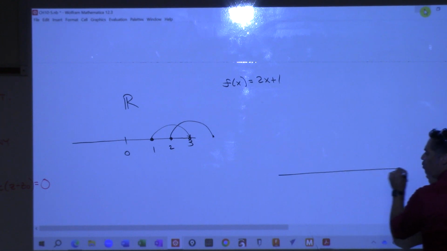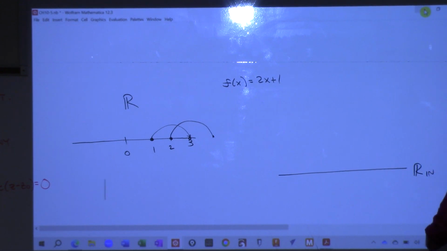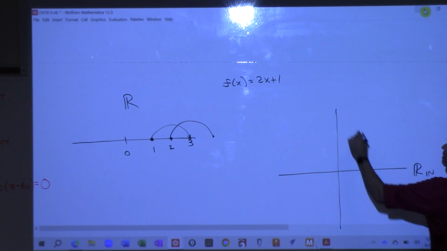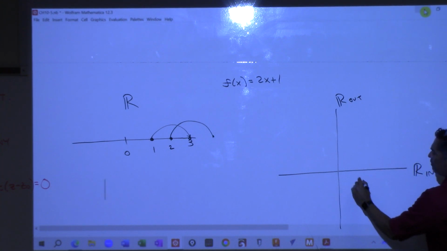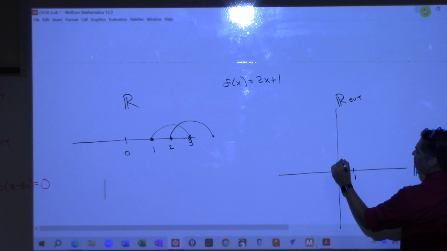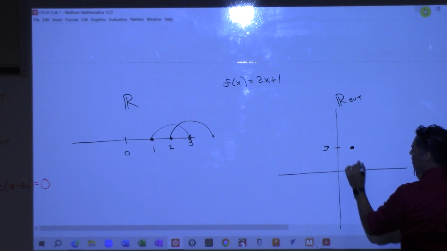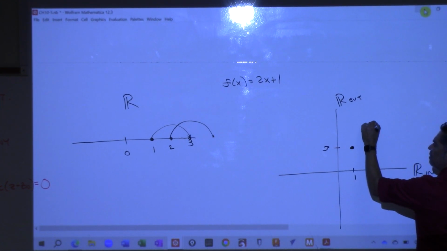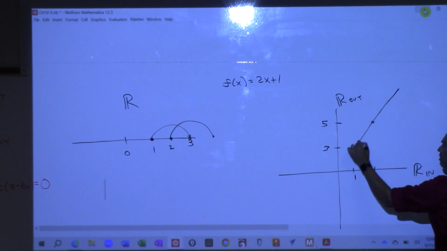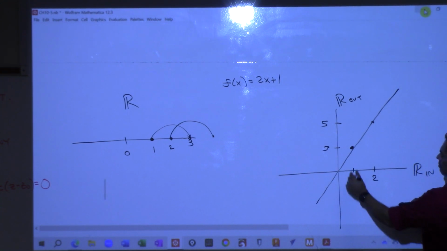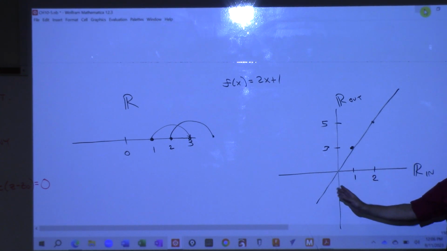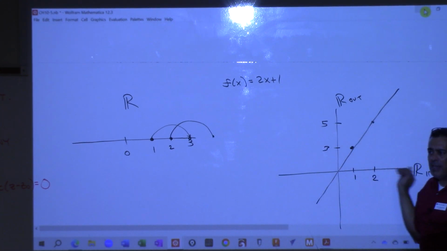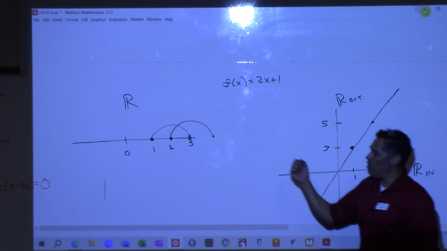We draw one axis, R. This is going to be our input, the number we're plugging in. And then we draw an axis perpendicular to that. That's another number line, and this is going to be our output. So when I plug in 1, I get 3, and I put a dot there. When I plug in 2, I get 5, and I get a dot there. It doesn't go through the origin, but you get the idea. This is a visual representation of that function. It shows you the input and the output. The input is a real number.